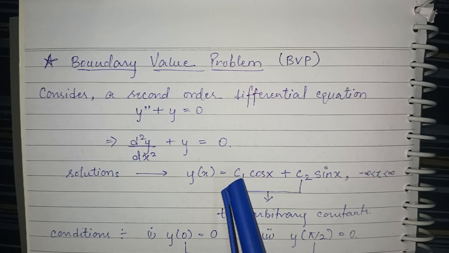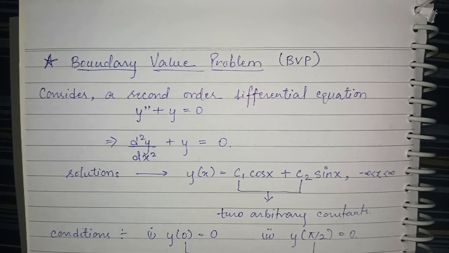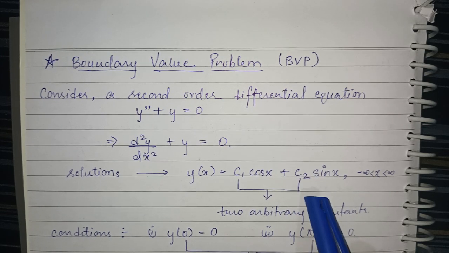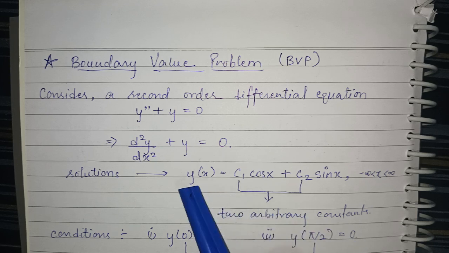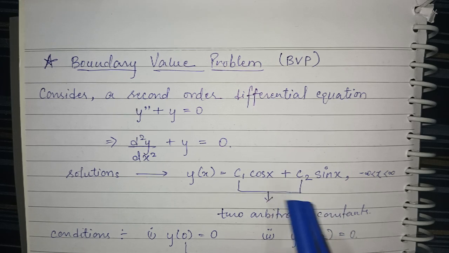Now you can see that here we have two arbitrary constants, right? And if you remember, when we were dealing with the initial value problem, there we also had a solution with two arbitrary constants. What I told you there is that to find the values of these two arbitrary constants, we need two conditions. Here also we need two conditions. But when we were dealing with the initial value problem, we had the two conditions at the same point.